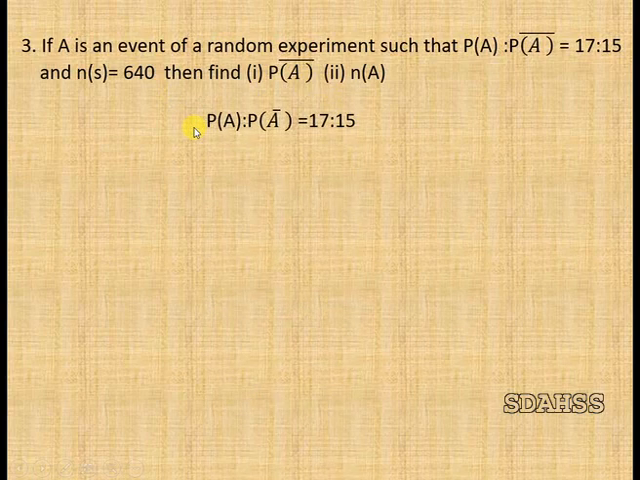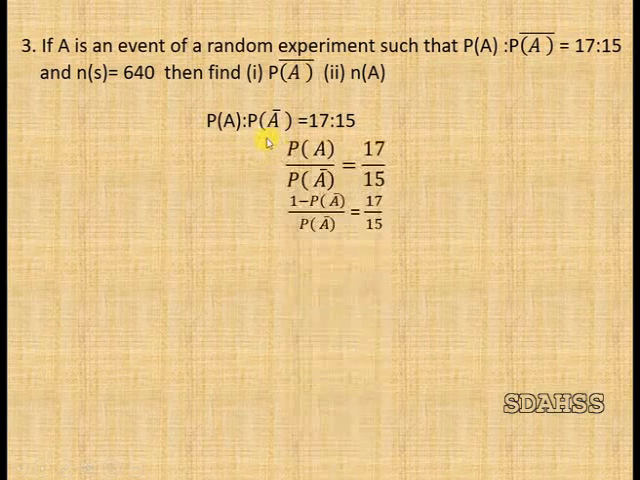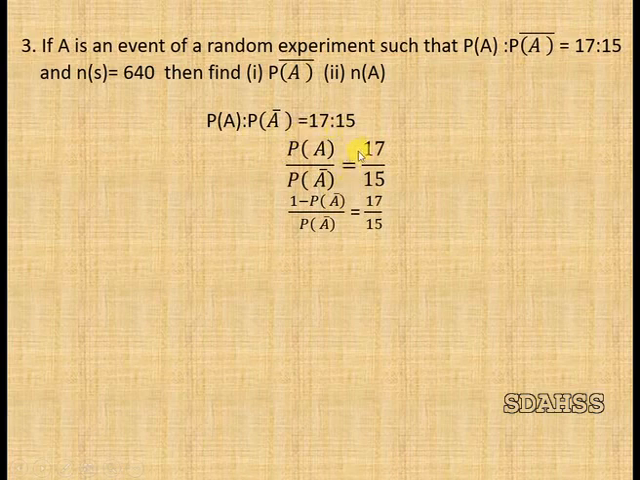Given P of A is to P of A bar is equal to 17 is to 15. So this can be written as P of A divided by P of A bar is equal to 17 divided by 15. We know that P of A is equal to 1 minus P of A bar. That should be written here: 1 minus P of A bar divided by P of A bar is equal to 17 by 15.